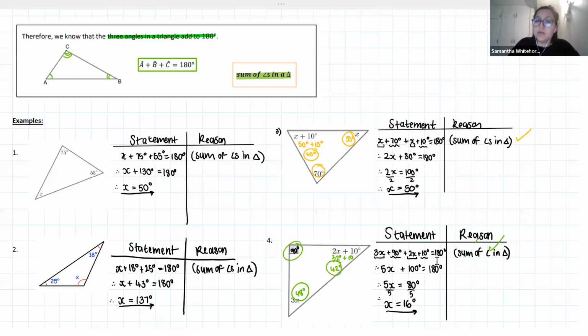So guys, what we're going to learn today is our next triangle reason, which deals with, again, angles in a triangle. But it's now going to deal with exterior angles of a triangle. Okay, before I move on.